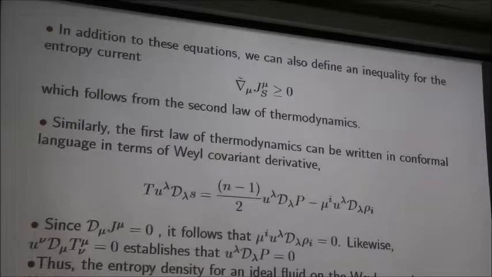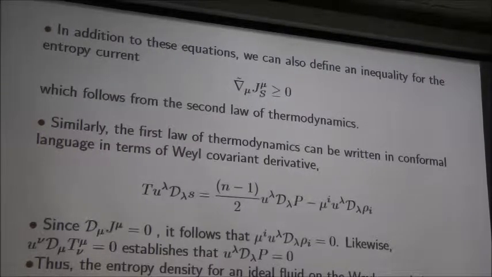So the first law of thermodynamics can be written in a conformal language in terms of the Weyl covariant derivative, where only this one-half factor is differing from the relativistic case, because for the relativistic case epsilon is proportional to P, and here one extra coefficient of 2 is coming due to anisotropy. So the first law of thermodynamics has been modified from the relativistic one by this factor. From this relation, I have already produced that d mu J mu is 0. This conservation equation has already been produced. But following this relation, I can produce that this term is also 0.